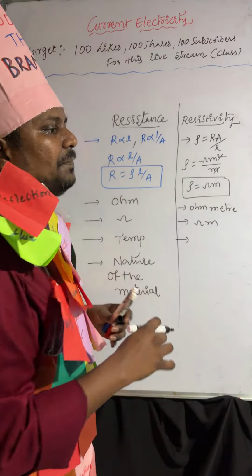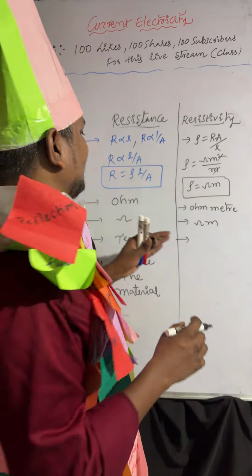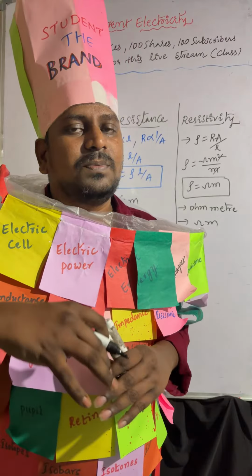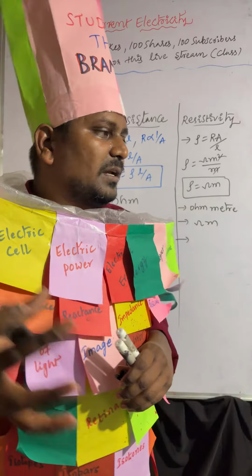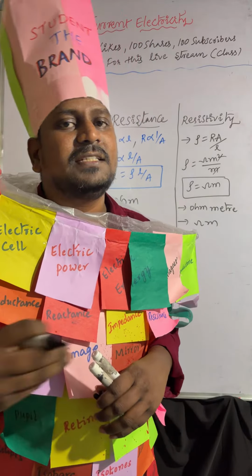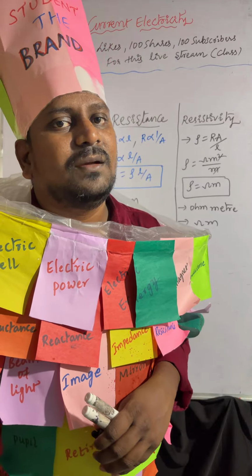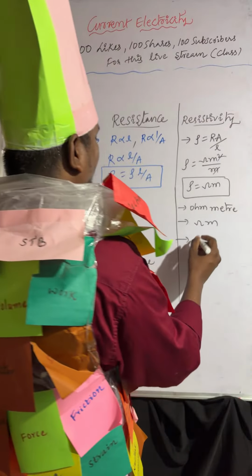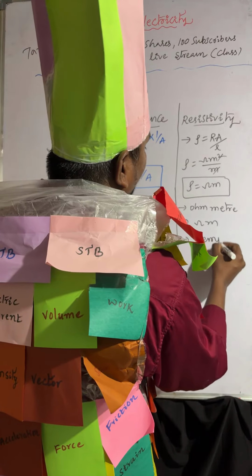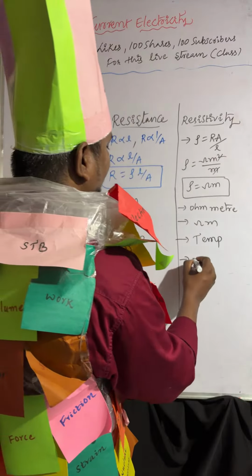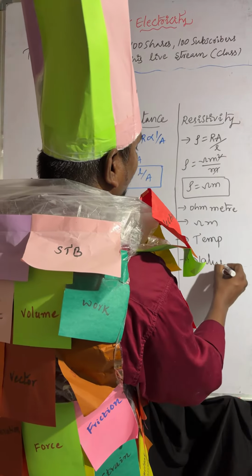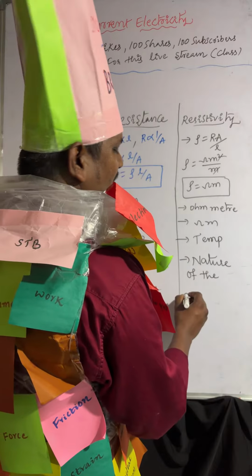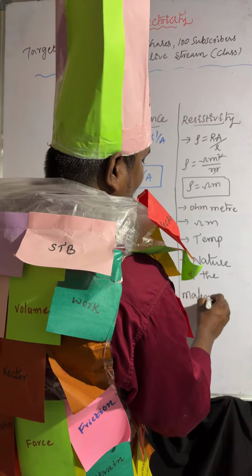And resistivity depends on temperature. Sir, you didn't explain about temperature. Yes, the next point is completely about temperature. Based on the relation between resistance, resistivity and temperature, questions will come, so we'll discuss that point briefly. Here, resistivity also depends on temperature, and on the nature of the material. Understood or not?